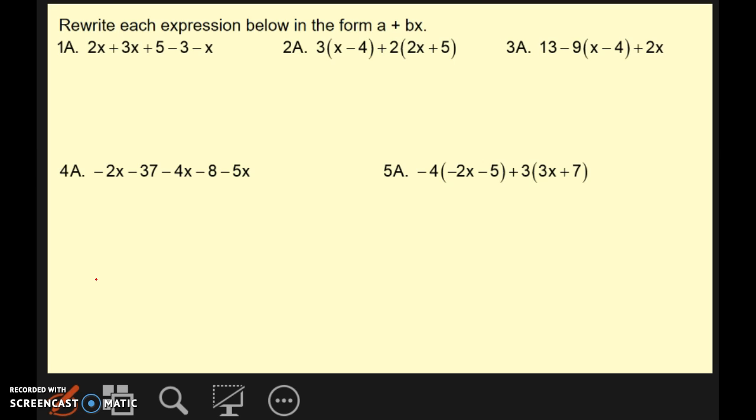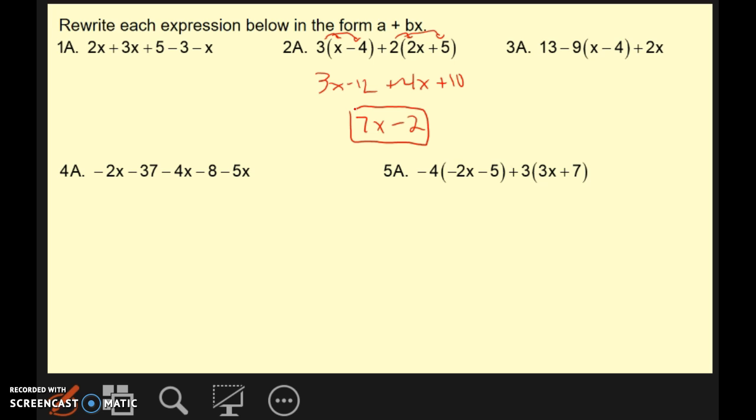So for instance, like 2a, I could take 3 and distribute it to the x and the negative 4, giving me 3x minus 12. And the same thing to the 2, giving me 4x plus 10. So my goal then is to put those terms together. My like terms are 3x and 4x, which would give me 7x, and negative 12 and 10 would give me negative 2. And so together, those are my like terms.